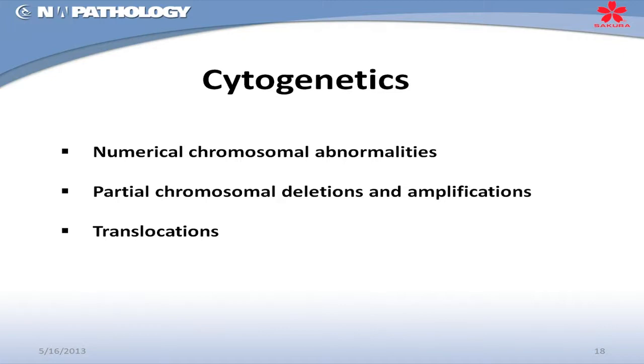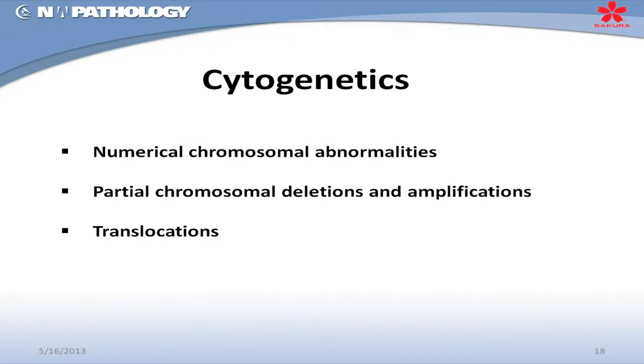Cytogenetics is mostly used to detect large-scale chromosomal abnormalities. Those would include numerical chromosomal abnormalities, for example, increased numbers of certain chromosomes or loss of certain chromosomes.